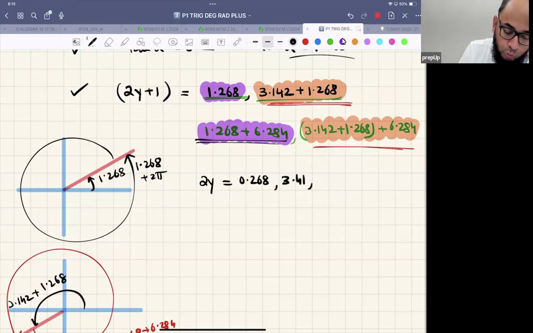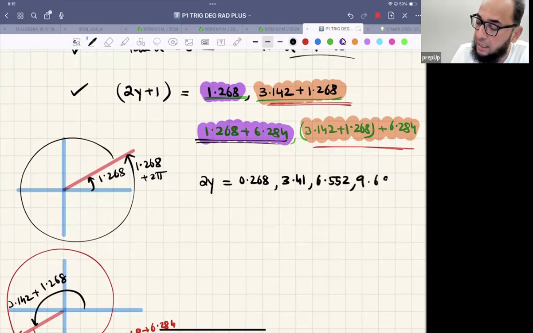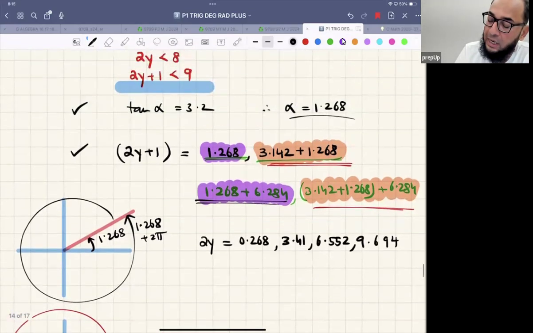Then 0.268 plus 6.284. That comes out to be 6.552. And last but not the least, 3.142 plus 1.268 plus 6.284 minus 1. This comes out to be 9.694. Now we are getting 4 answers like this.